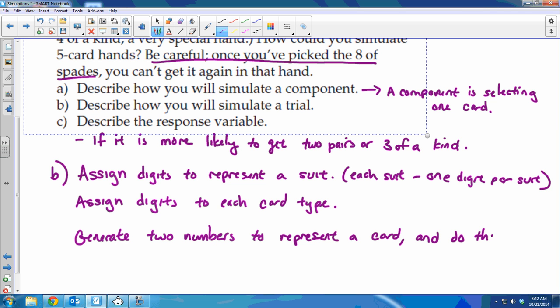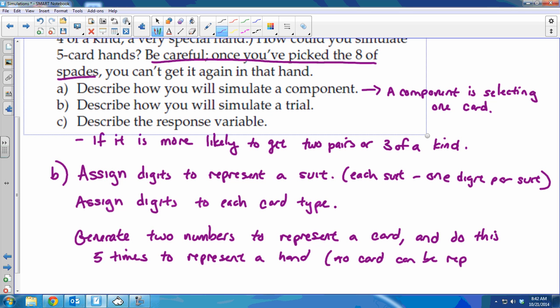And do this 5 times to represent a hand. And then no card can be repeated. Right? That's a little more complex than what we talked about yesterday.